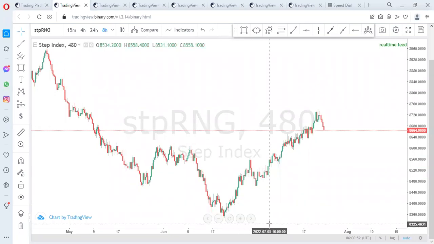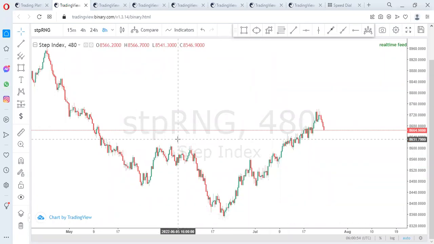So let me show you how far I'm actually anticipating step index to go. Let me show you how.